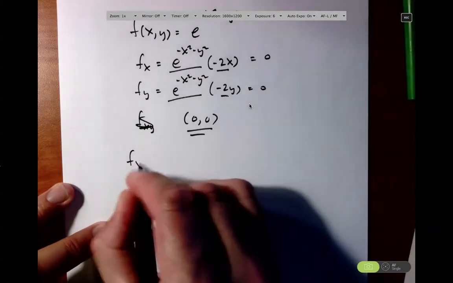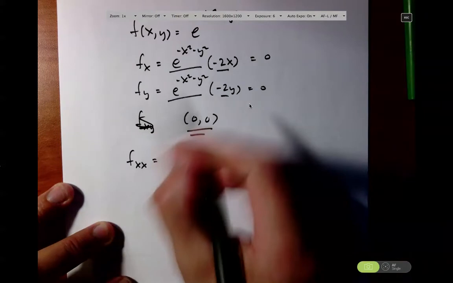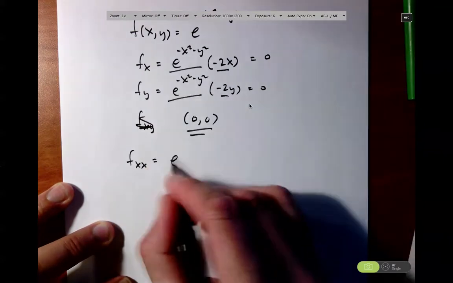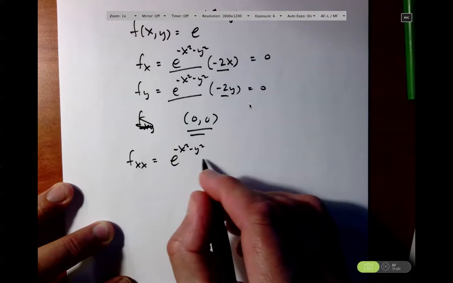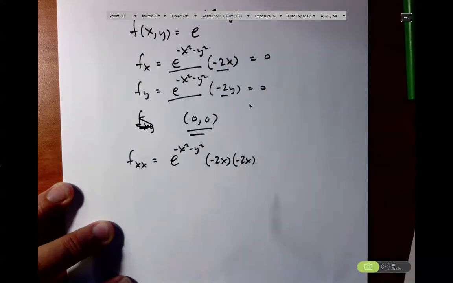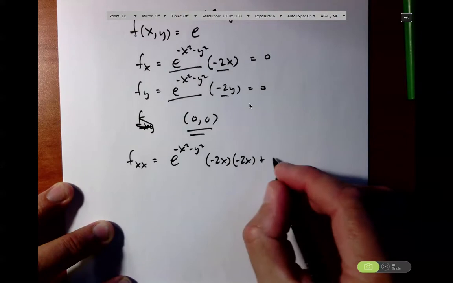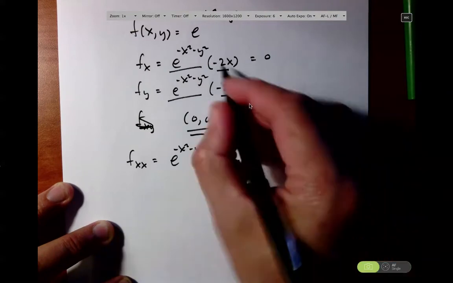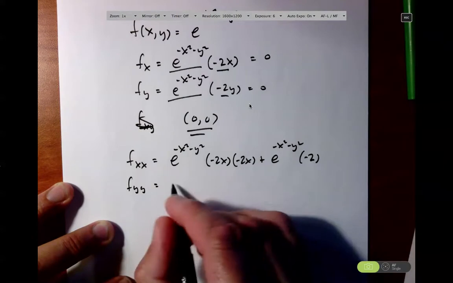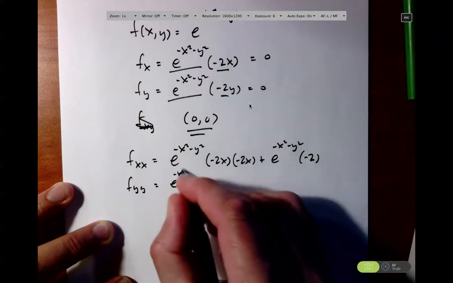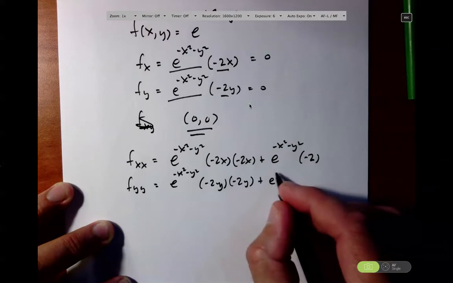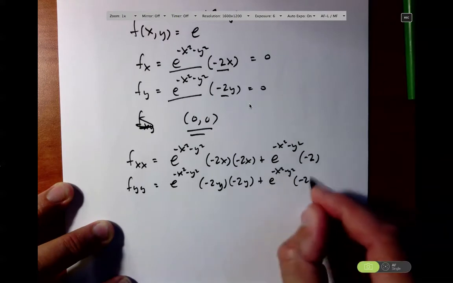So we'll find fxx. The derivative of this with respect to x is going to be an application of the product rule. The derivative of the first function, e to the -x squared minus y squared, times the derivative of this, -2x, times the other function, -2x, plus the first function, e to the -x squared minus y squared, times the derivative of the second, which is -2. And then fyy is going to be very similar: e to the -x squared minus y squared times -2y times -2y, plus e to the -x squared minus y squared times -2.